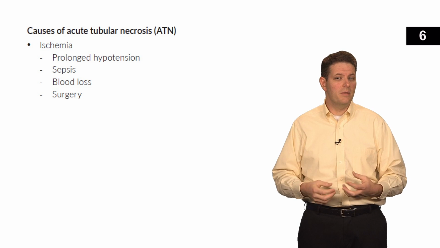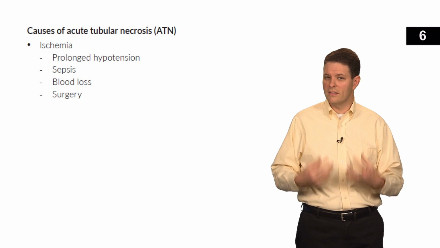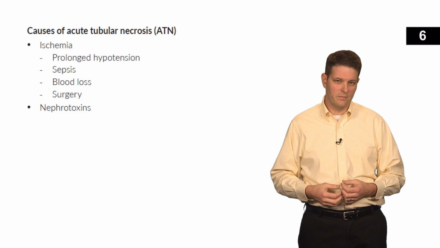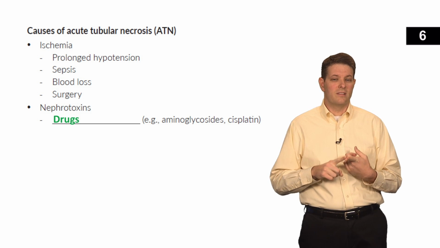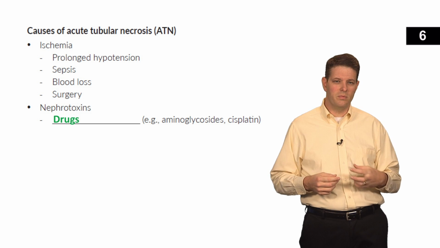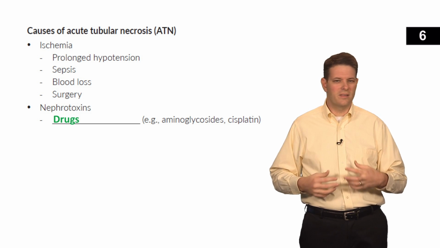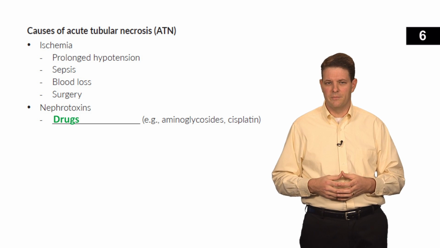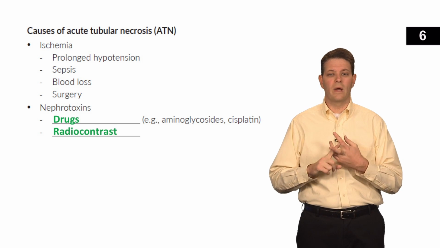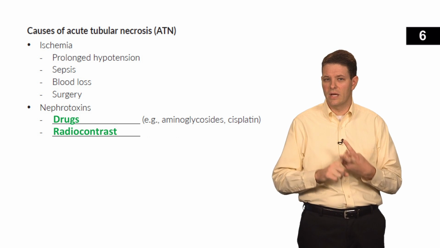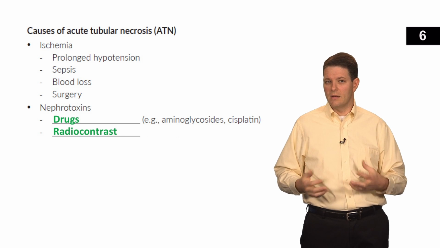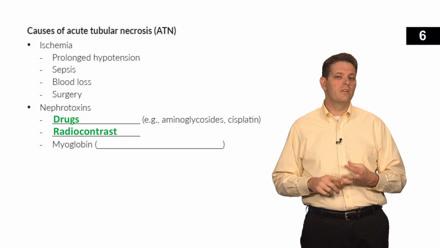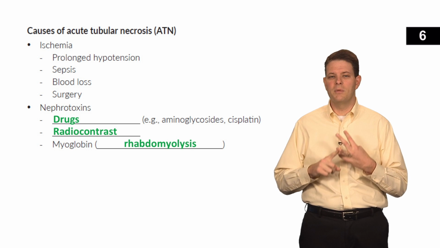Then besides ischemia, the other big category of things that cause ATN is nephrotoxins. This includes drugs like aminoglycosides and the cancer drug cisplatin. There are more drugs that do this, but they're uncommonly used drugs, things like pentamidine and foscarnet. And then another important nephrotoxin is radiocontrast that we use for CTs or angiograms. We really don't know why IV contrast causes ATN, but it does. And then another big one is myoglobin, specifically in the setting of rhabdomyolysis.